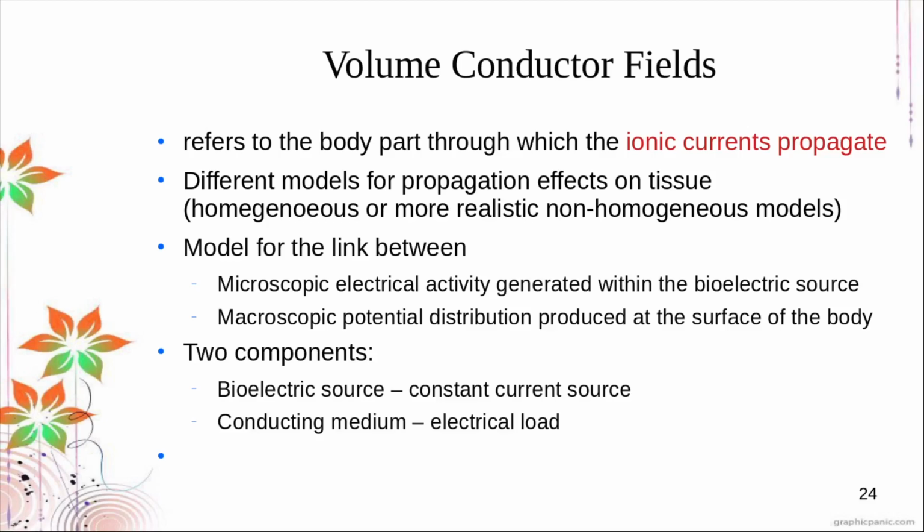Now, in some cases, it's much easier. Say, for example, for the heart, actually, it's quite difficult also. So we have here different models for propagation and its effects on tissues. The simpler models assume a more homogeneous tissue type, but more realistic models involve non-homogeneous tissue, because again the majority of the effects here, or the volume conductor fields, the tissue between your voltage source and your sensor, are actually a lot of different tissues.